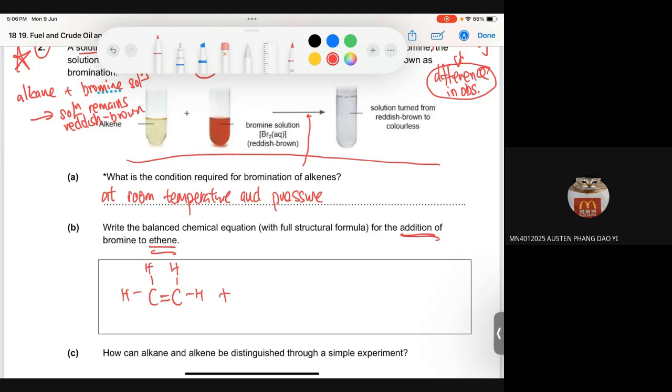What's the formula for bromine? Kieran, help me. Formula for bromine. Br2. But if I want to draw the full structural formula, can I just write Br2 like that? So I'm going to draw the 2 Br and the covalent bond in between. How many covalent bonds will I have?